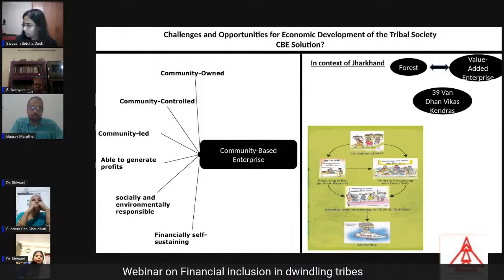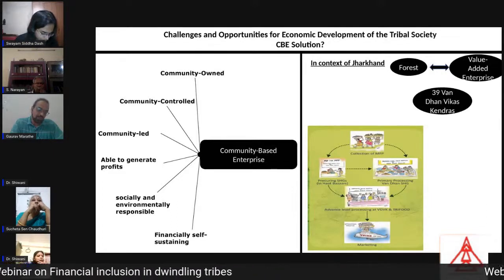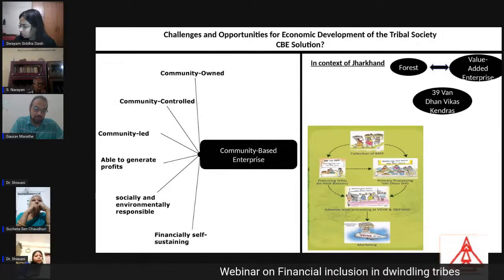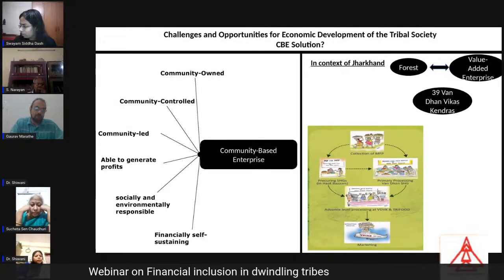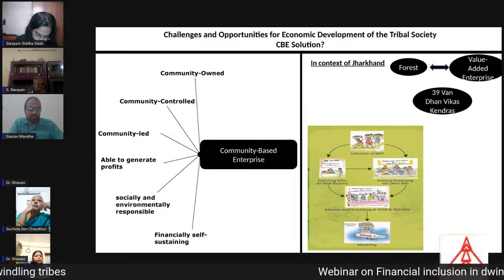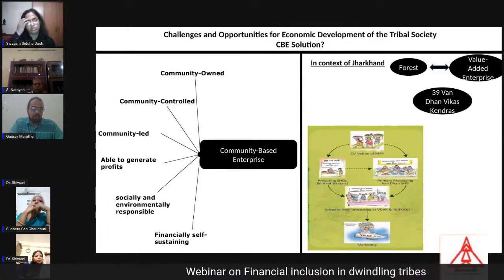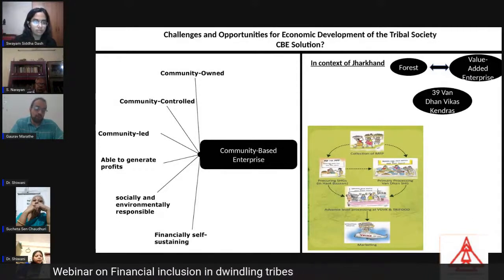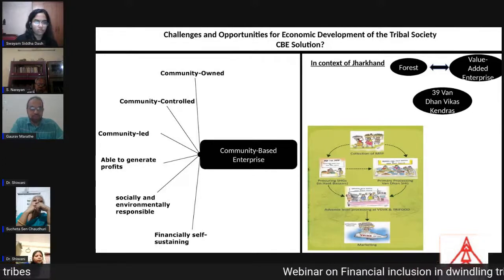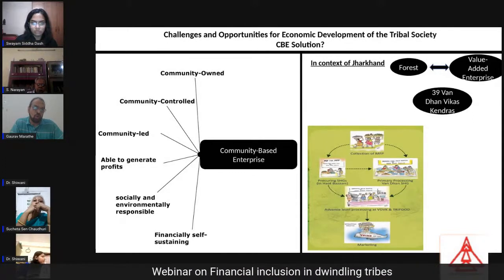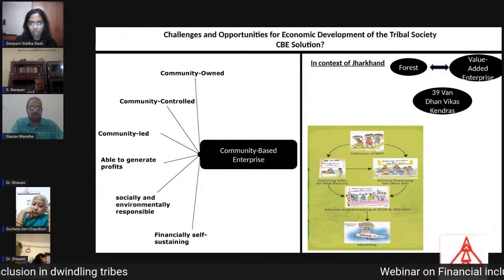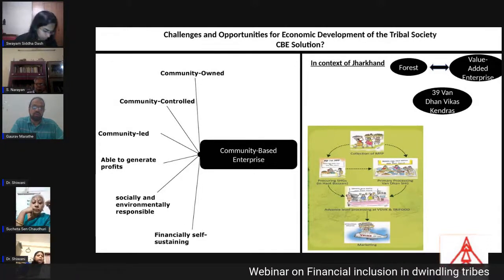It is also led by the community, which is a bit of an interesting point to discuss: can even a vulnerable tribal community lead their own community-based enterprise? That is a very ambitious claim. But if it has to be a community-based enterprise, it has to be led by the community. The next part is that it is able to generate a profit, where the economic benefit to cost ratio is greater than one. But the enterprise itself is socially and environmentally responsible. So this profit is not about somebody's gain, but the community collectively gaining from it and applying that profit for its own benefit.